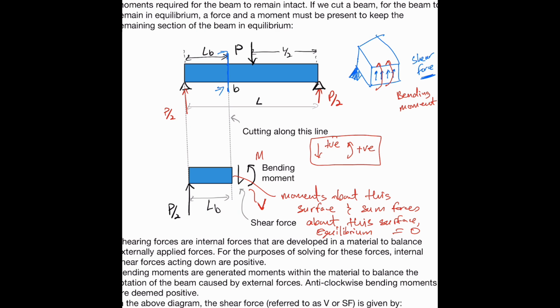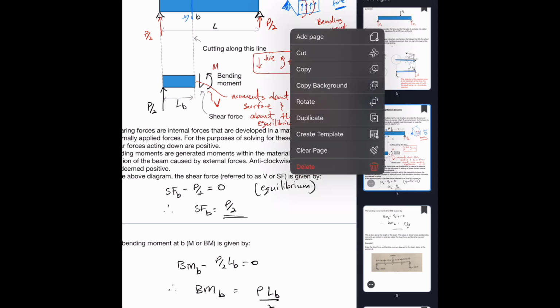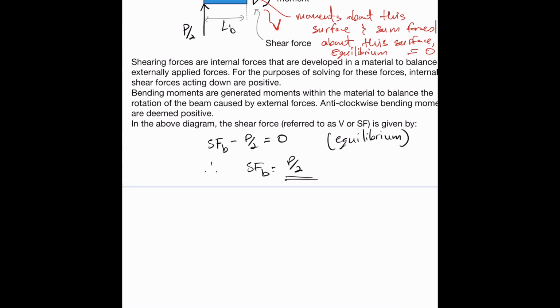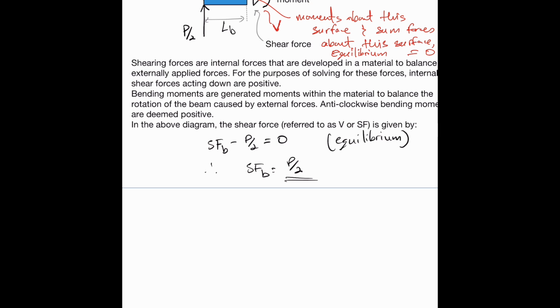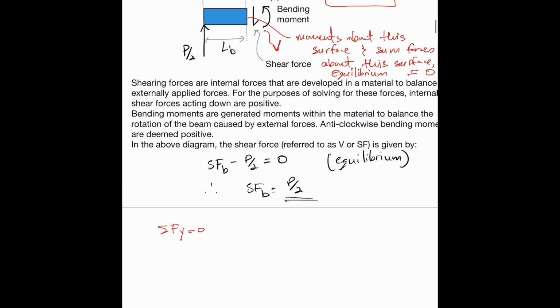So just quickly, the sum of the forces equals 0. And we go with down is positive, so we have minus P on 2 plus V, remember this here is V, equals 0. So that means the shear force is equal to P on 2. Remember P on 2 is a reaction.